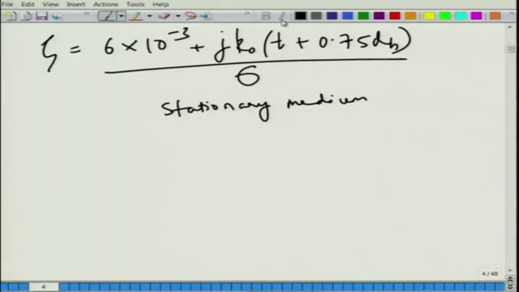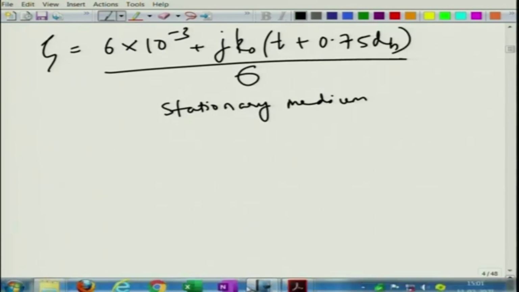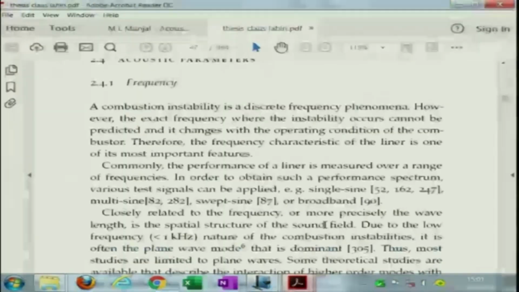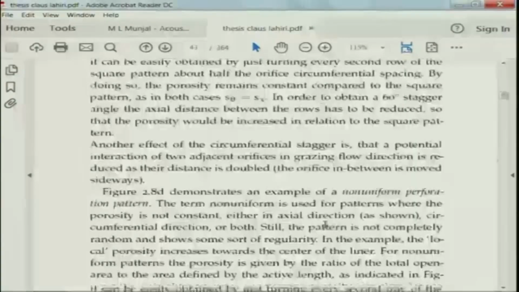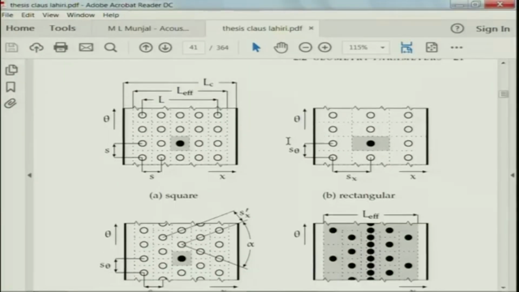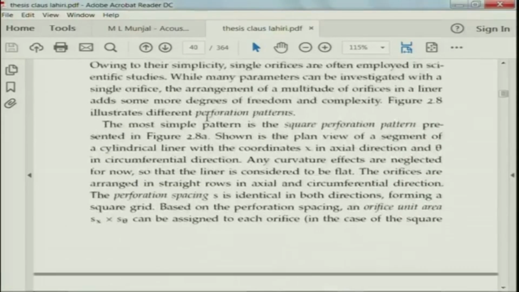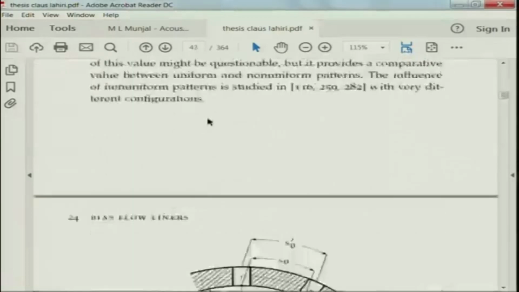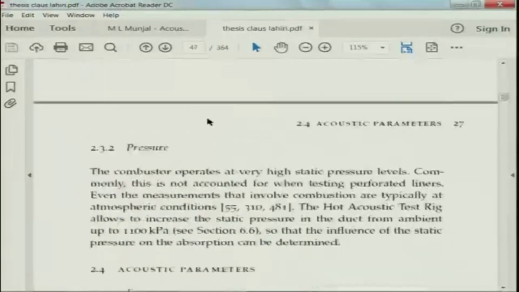One reason perforates do well is that they introduce additional damping into the system. They are like small viscous losses. All these holes, the array of holes that you have seen, this researcher Lahiri gives very good schematics. They are small holes, and this is the orifice cross section he has given.